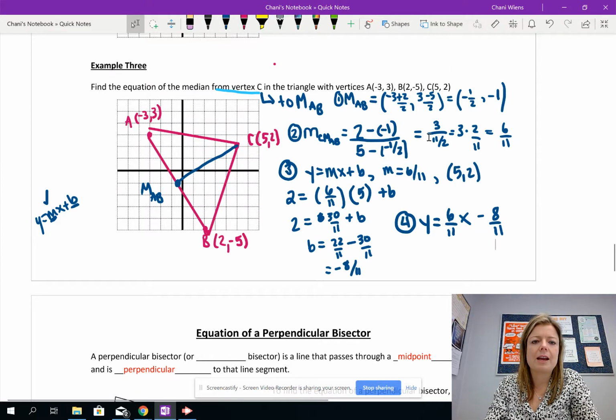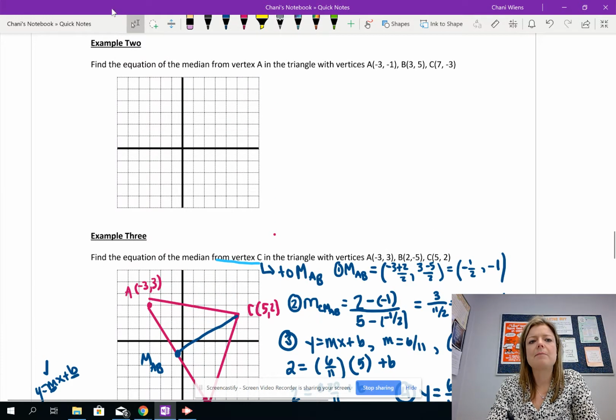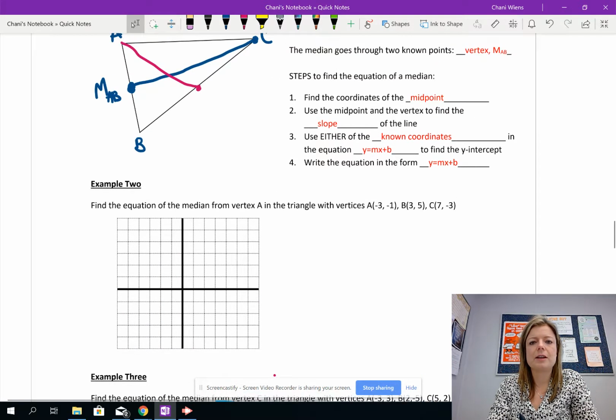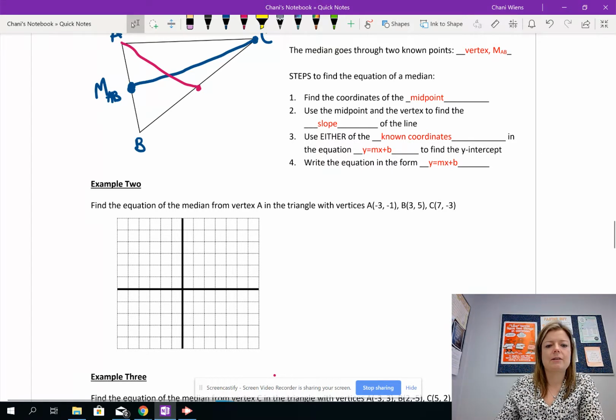So I want you now to go and do the steps for example 2. Follow these exact steps, okay? So first you want to actually graph your vertices. Do it quickly: (-3, -1). Okay, you should label it (3, 5), and (7, -3). Okay, so it should look like that.